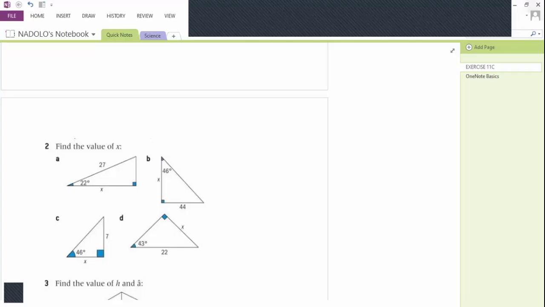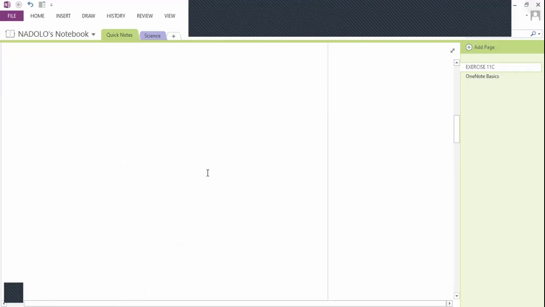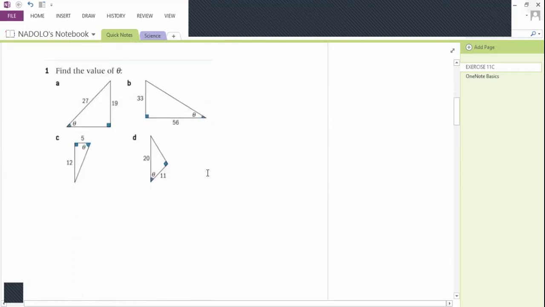Welcome to this Exercise 11C, Oxford IB AASL, geometry and trigonometry. So question 1, find the value of theta. Let's look at part A.